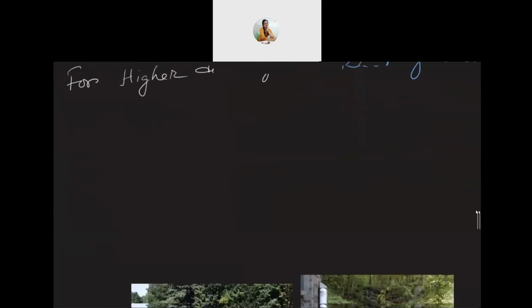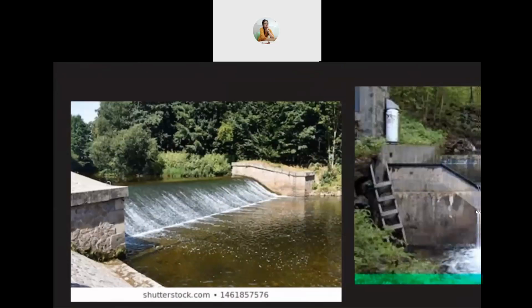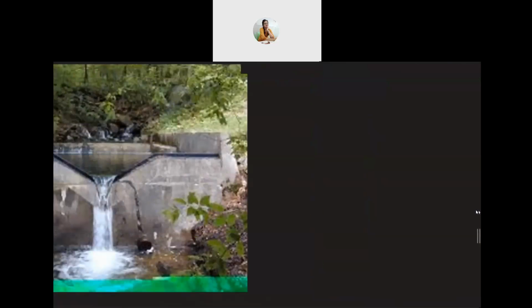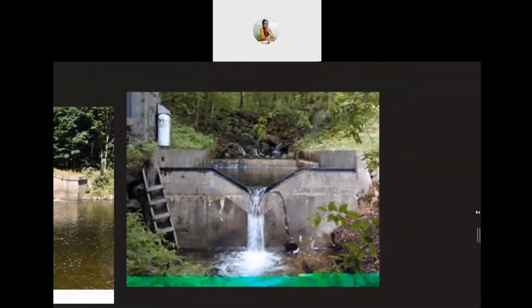As you can see, in this large river, we have provided a rectangular notch, but in this very small stream, we have provided a triangular notch.